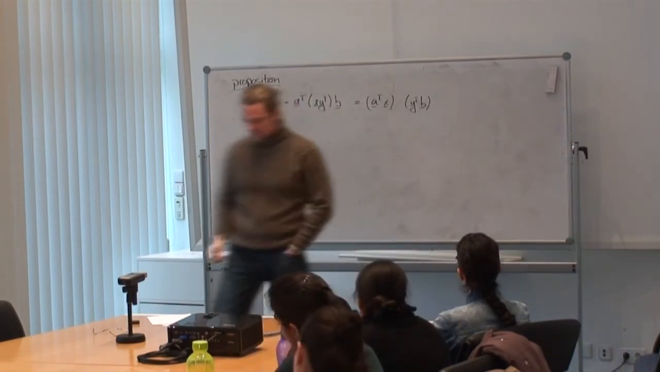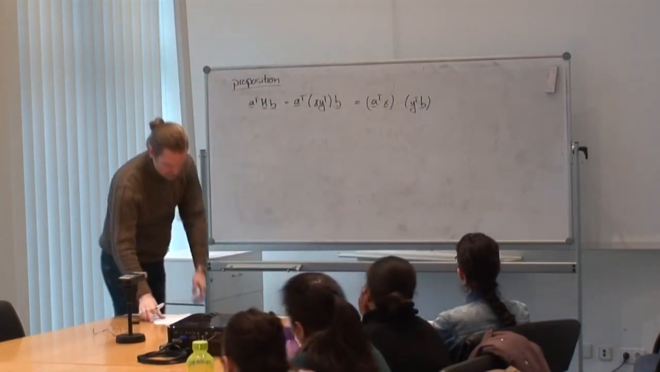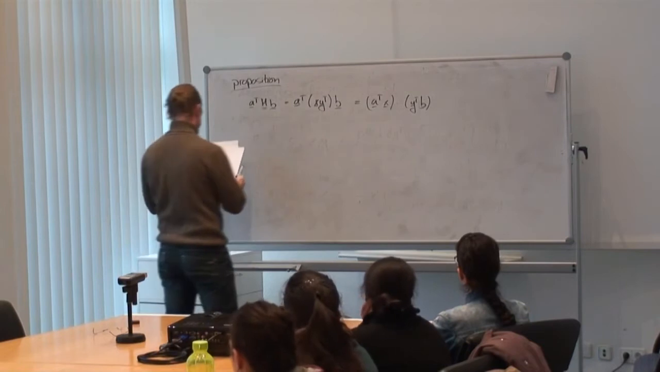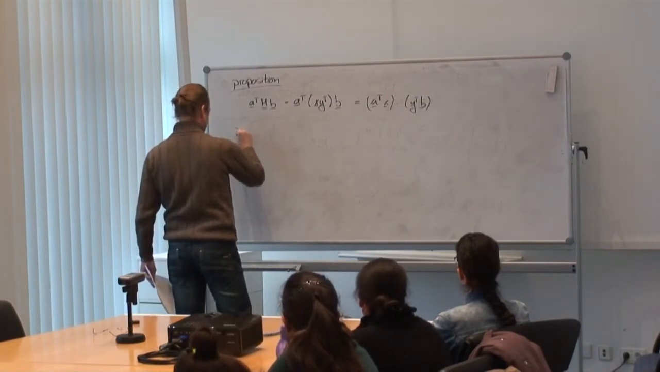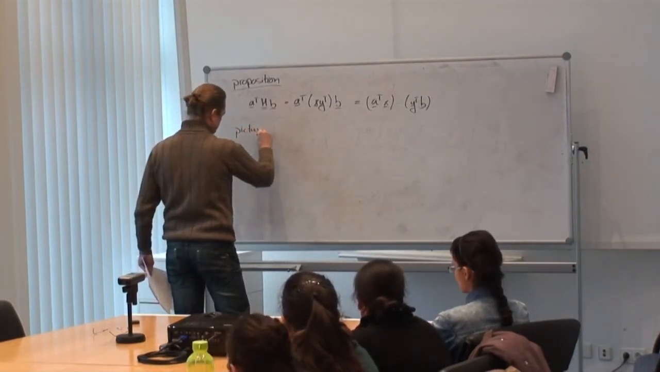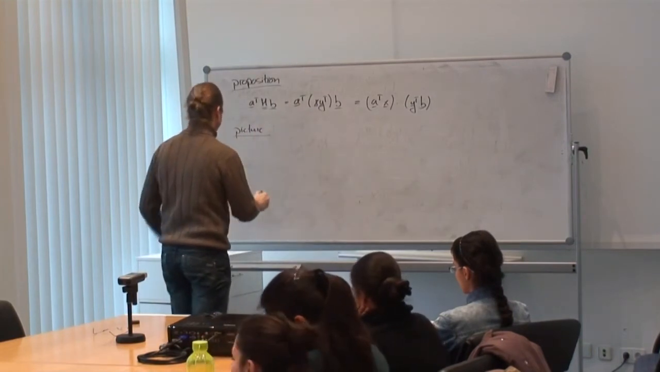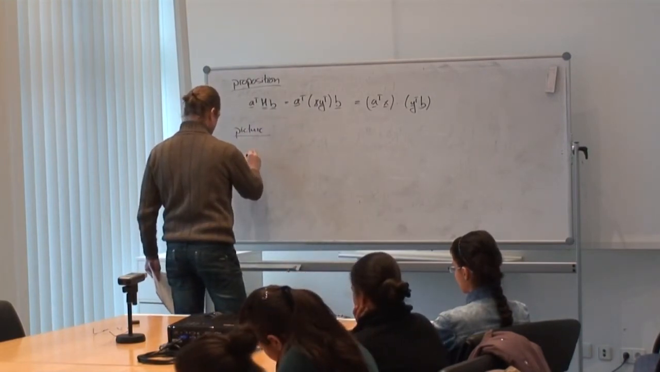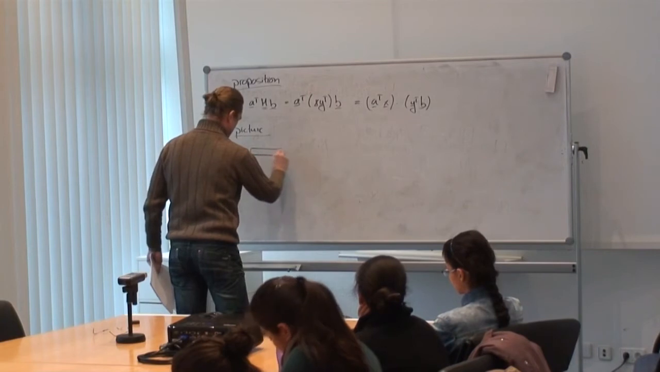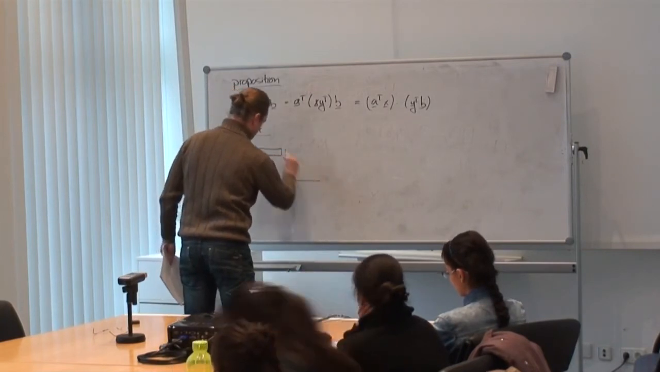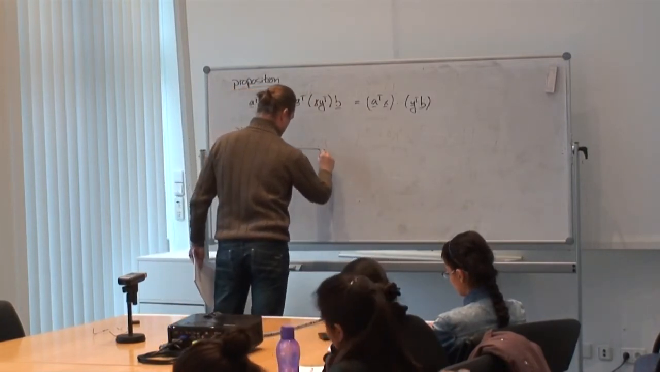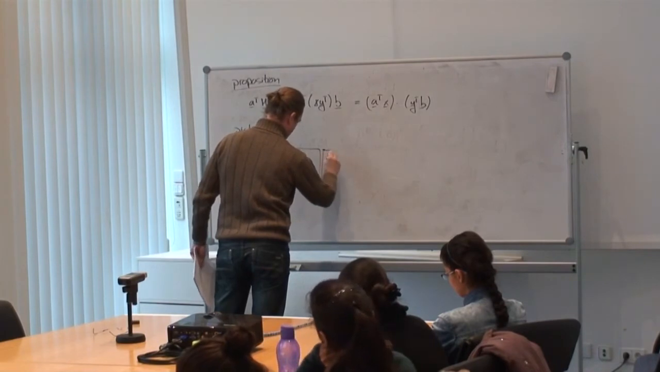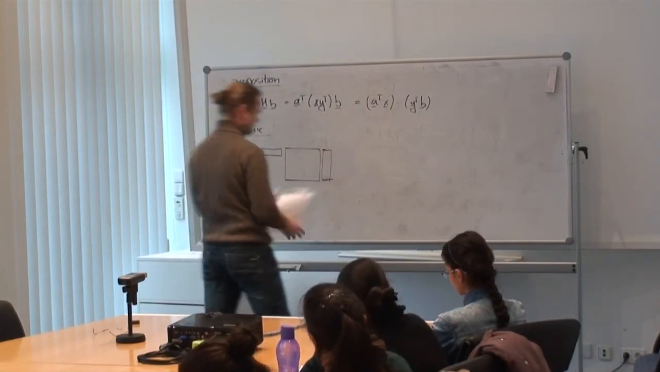Again, let's have a look at the picture and then we are good to go. Almost. Here is the picture. So what we are interested in here is this situation, a transposed vector times a matrix times a vector.